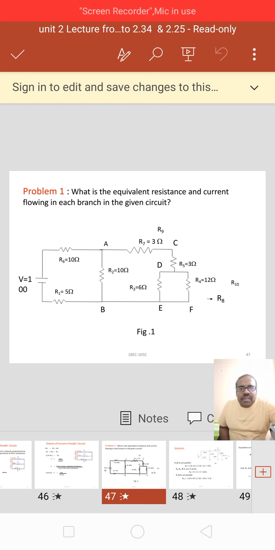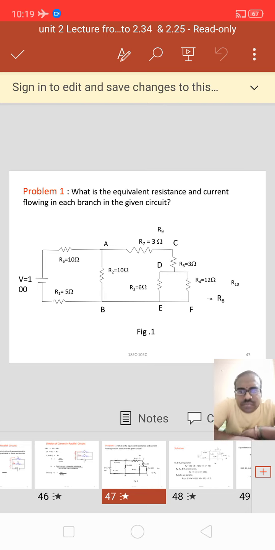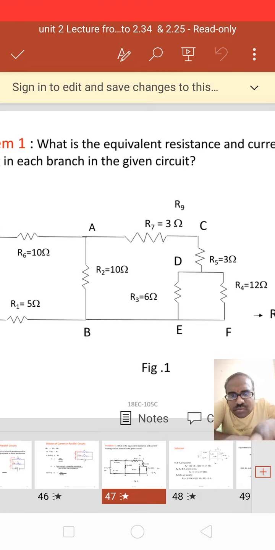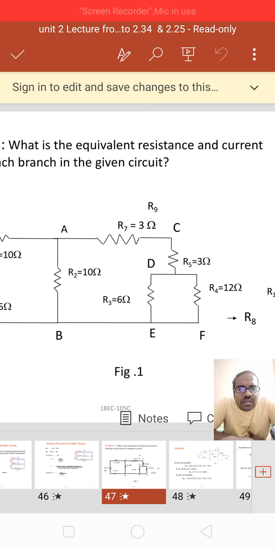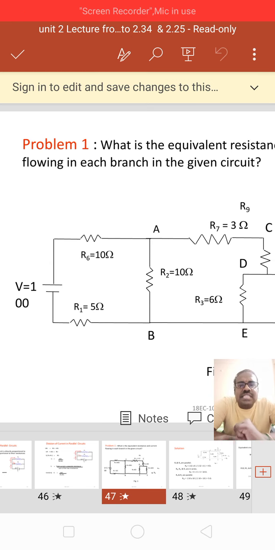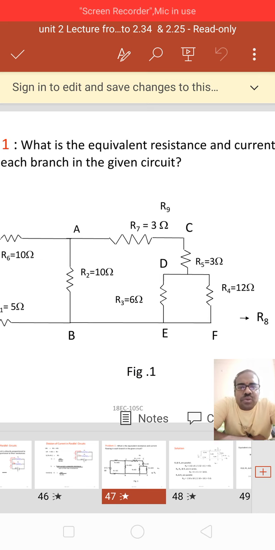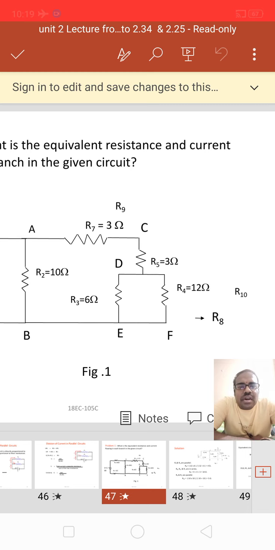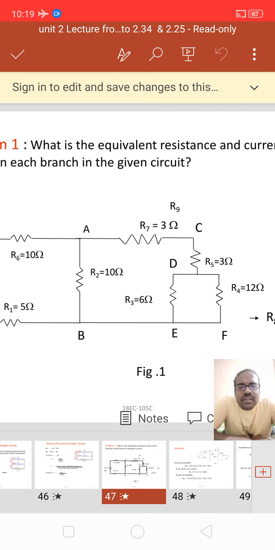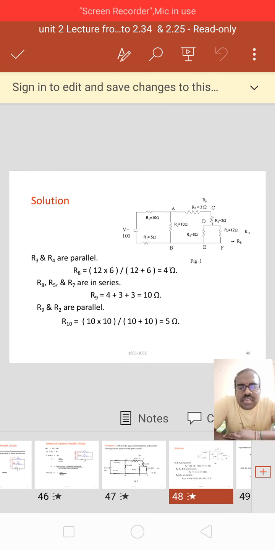Okay, simple problem. The voltage present in the circuit is V equal to 100 volts. Here are the given resistances: R1 5 ohms, R2 10 ohms, R6 10 ohms, R7 3 ohms, R3 6 ohms, R5 3 ohms, R4 15 ohms, 12 ohms, and R1, R8, R10. Okay, here is the solution.